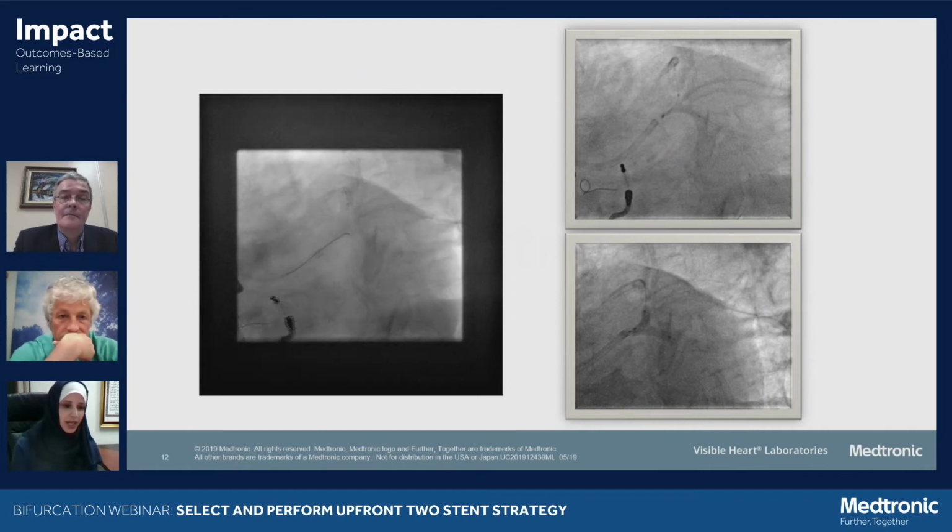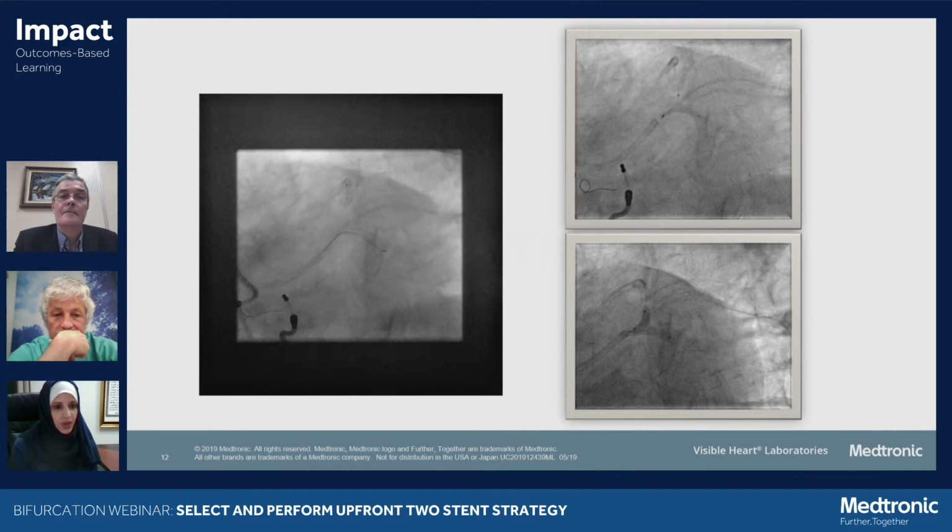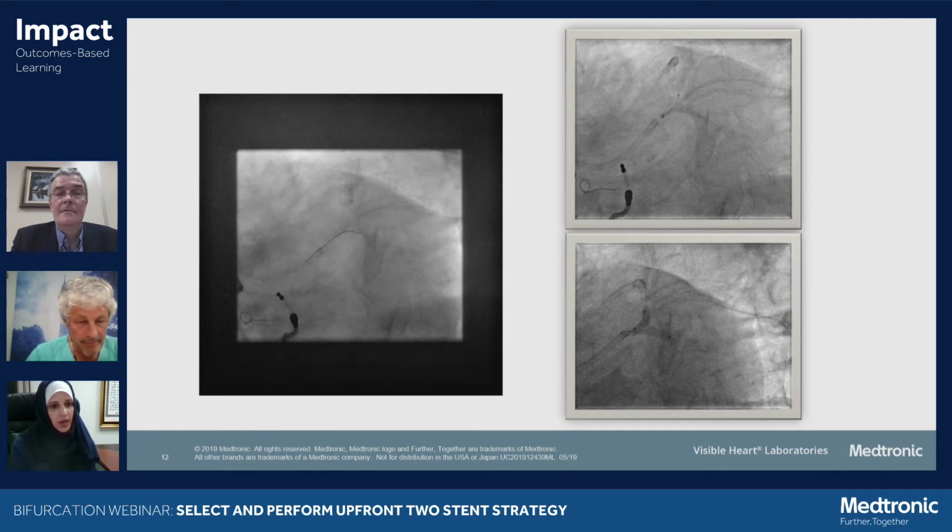So you see our wire, we just went down the LAD, turned the wire back, and we're able to cross again. I don't know what your preferences are in terms of recrossing wires. I think when you do an adequate crush, we usually go with our workhorse wire, BMW. When I have difficulty, I try a Pilot 50, for example.